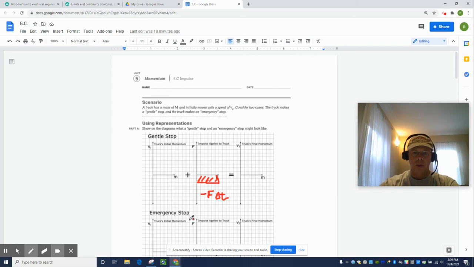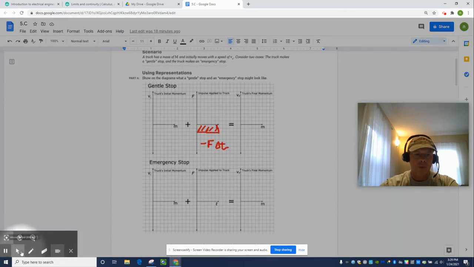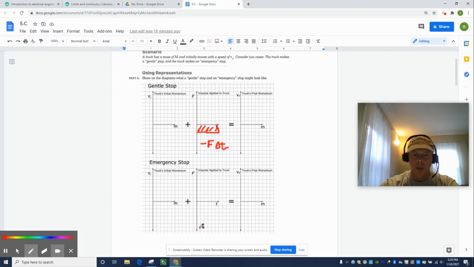Here, what did I do? 2 by 6, I think? Or maybe 2 by 7. Anyway, the difference is we have a big negative force over a small period of time. This is emergency braking right here. But we have the same change in momentum. Same truck, same incoming velocity.